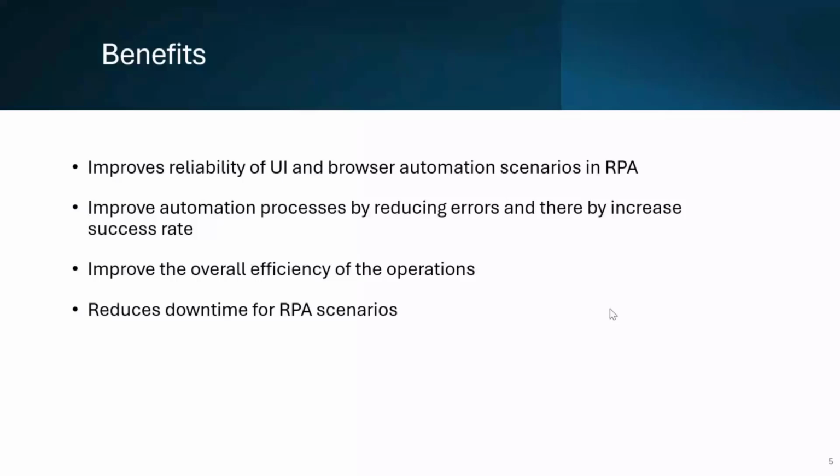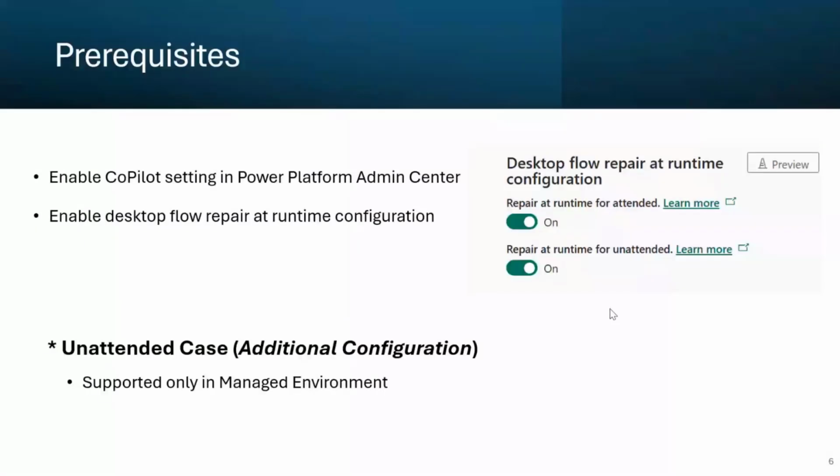Prerequisites. To enable this feature, we must enable some configuration settings in the Power Platform Admin Center. The two important settings that we should enable are, first, the Copilot setting, and second, the desktop flow repair at runtime configuration. We have a separate setting for attended and unattended runs in the Power Platform Admin Center. One important thing to note here is we need to enable the Power Platform environment as a managed environment to make this feature work in unattended mode scenarios.